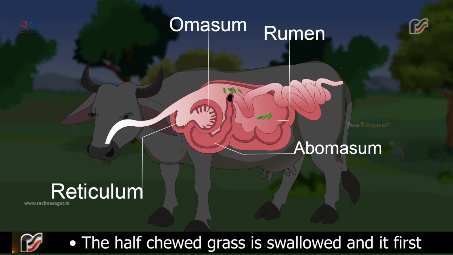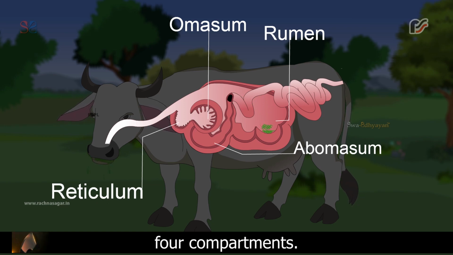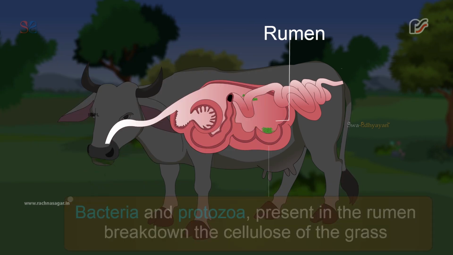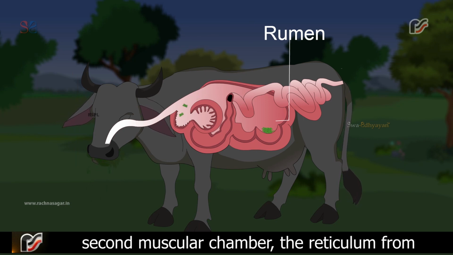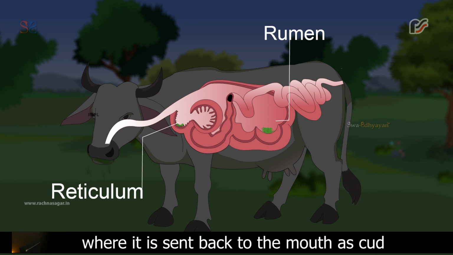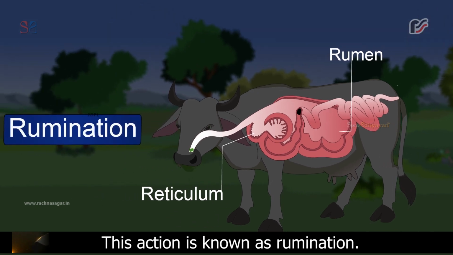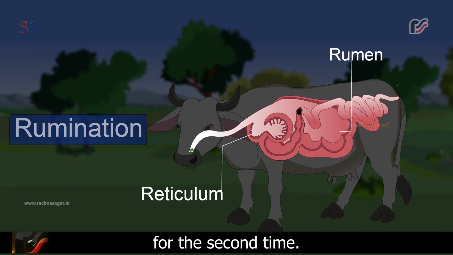The half chewed grass is swallowed and it first goes from mouth to rumen, the largest of the four compartments. Bacteria and protozoa present in the rumen break down the cellulose of the grass. This half digested food then goes into the second muscular chamber, the reticulum, from where it is sent back to the mouth as cud to be chewed again. This action is known as rumination. The re-chewed matter is swallowed for the second time.